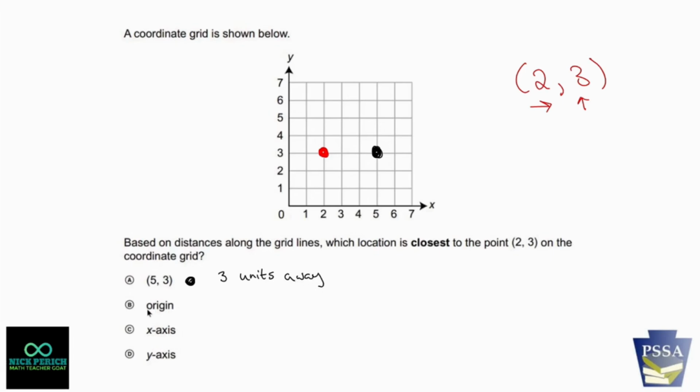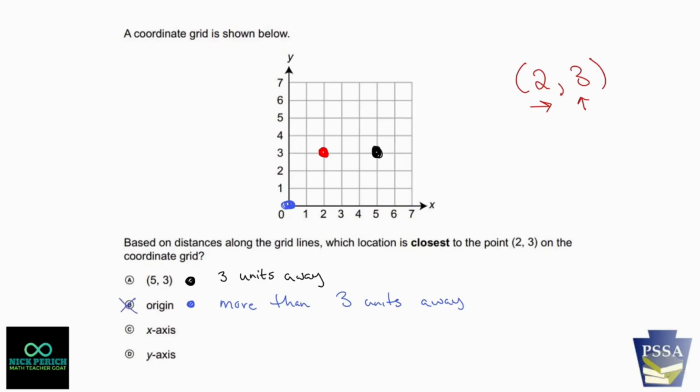Okay? The origin is (0, 0). That's B. We'll make B blue. Now, that's more than 3 units away. It's a diagonal, so I don't know the exact number, but I know that's going to be more than 3 units away, so it's definitely not going to be B. B is out of the question now.